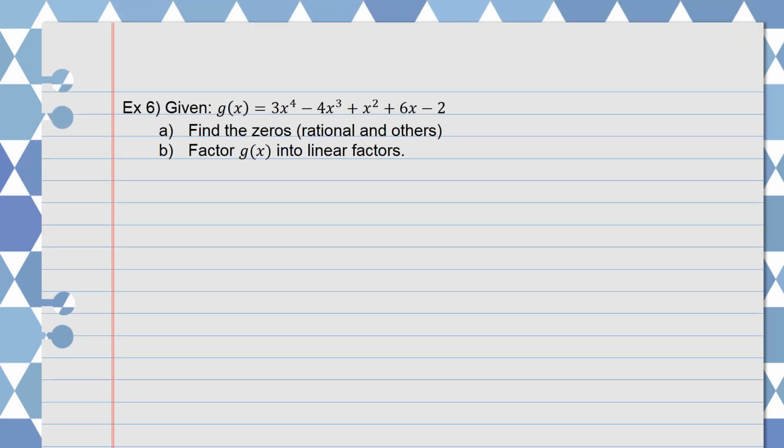Example 6. Given g of x equals 3x to the fourth minus 4x cubed plus x squared plus 6x minus 2. For part A, find the zeros, rational and others. For part B, factor f of x into linear factors.